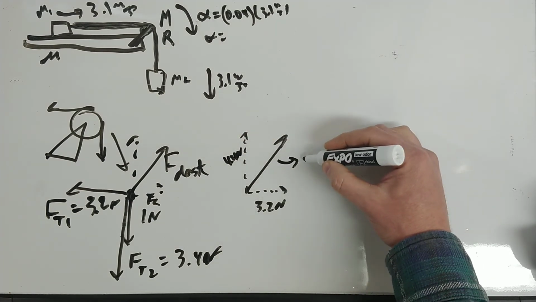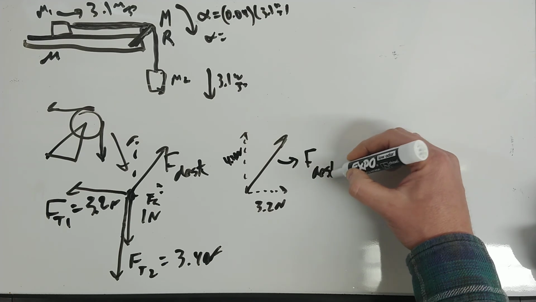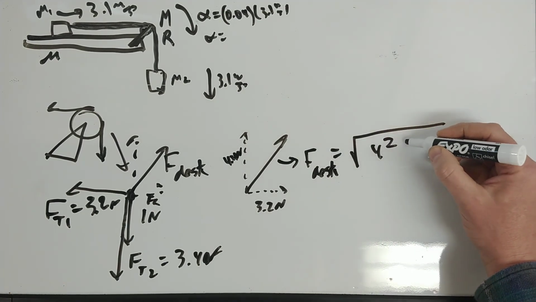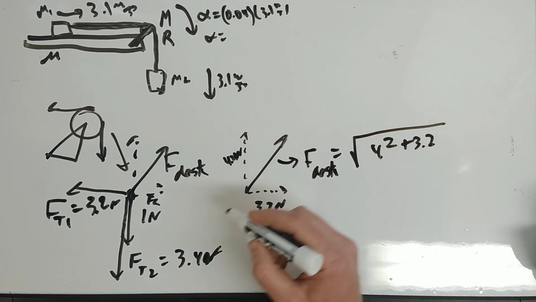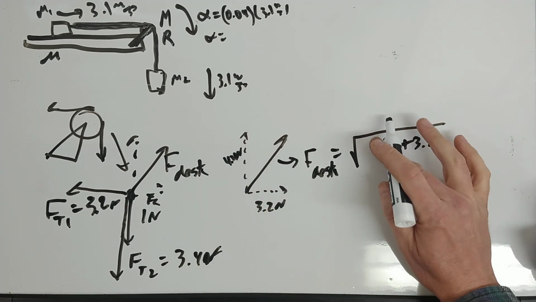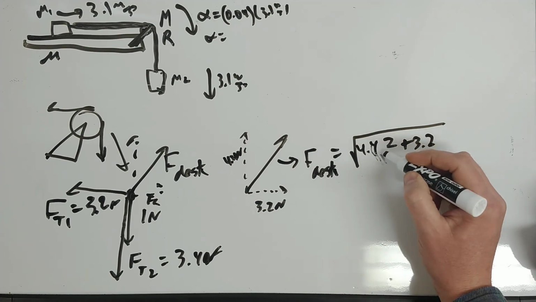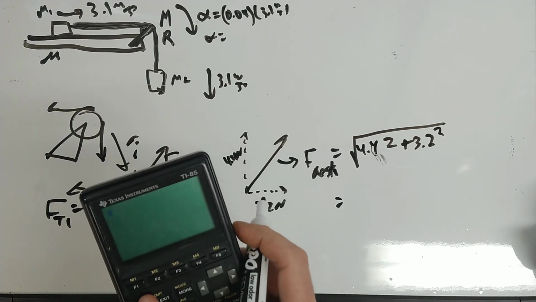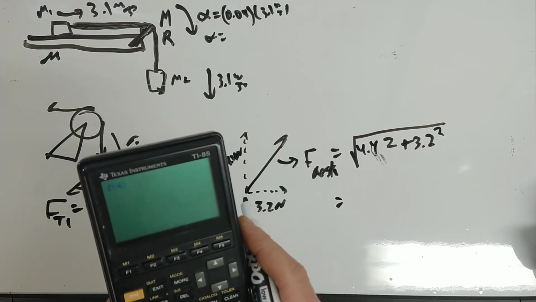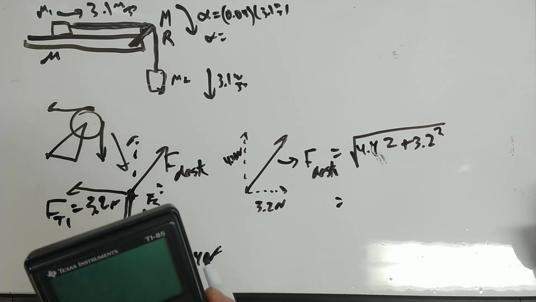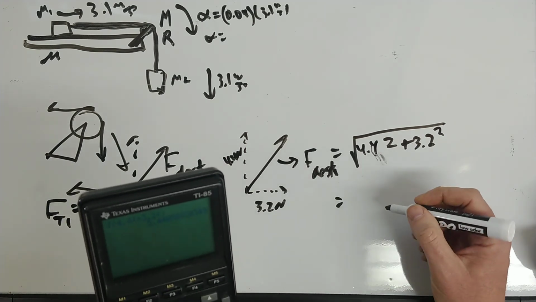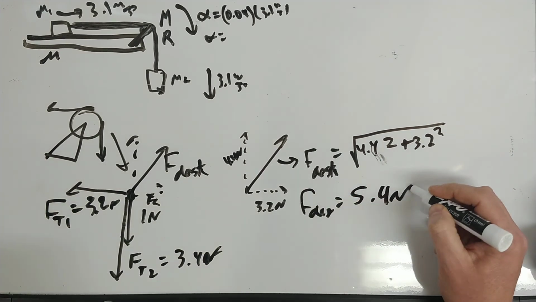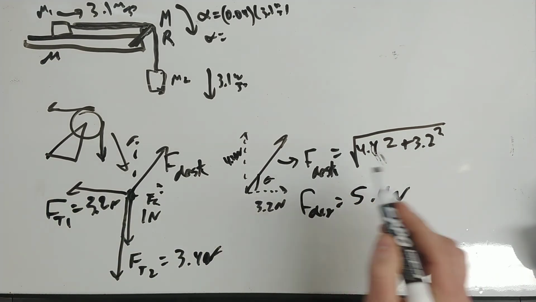So then the magnitude of the desk force has to be equal to the square root of 4.4 squared plus 3.2 squared. And you get, real quick, 5.4 newtons for the force of the desk. And yeah, you could get an angle here, theta. You guys can all do that.